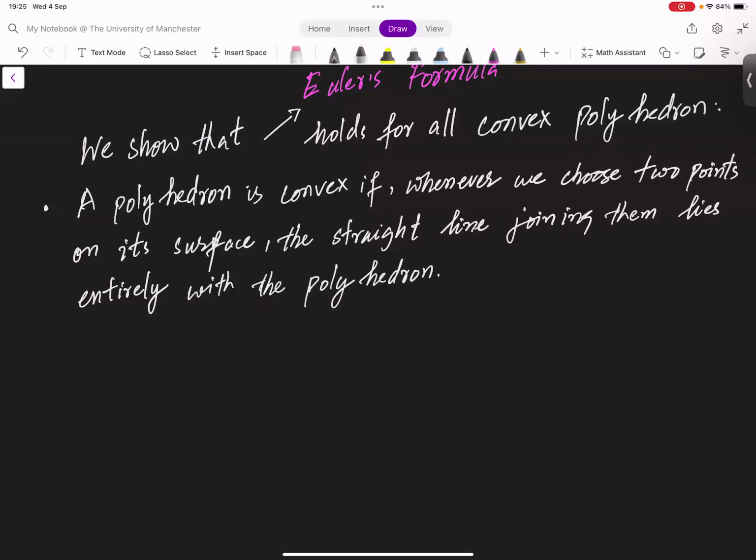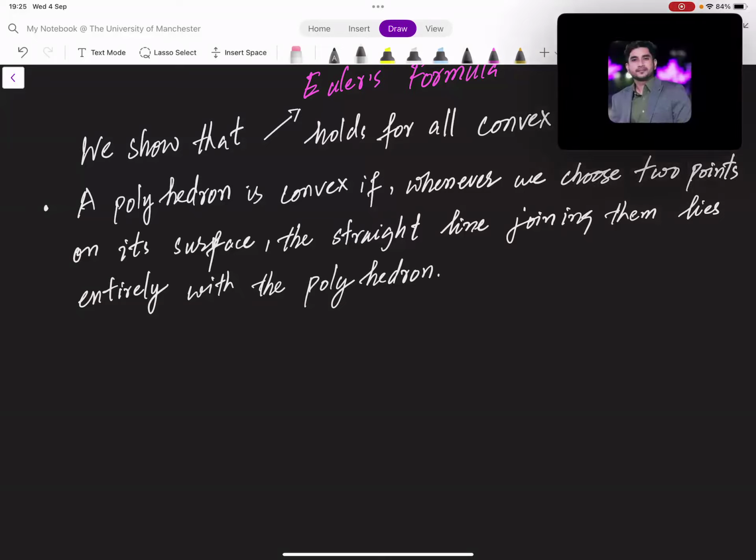So in the next part, we will explain Euler's formula. In this one, we have explained the Platonic solids and some examples of polyhedra. See you in the next part.